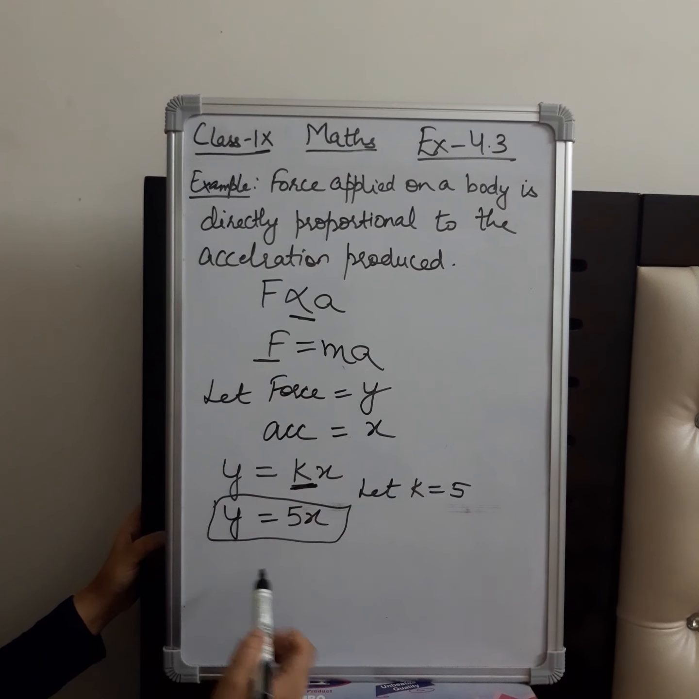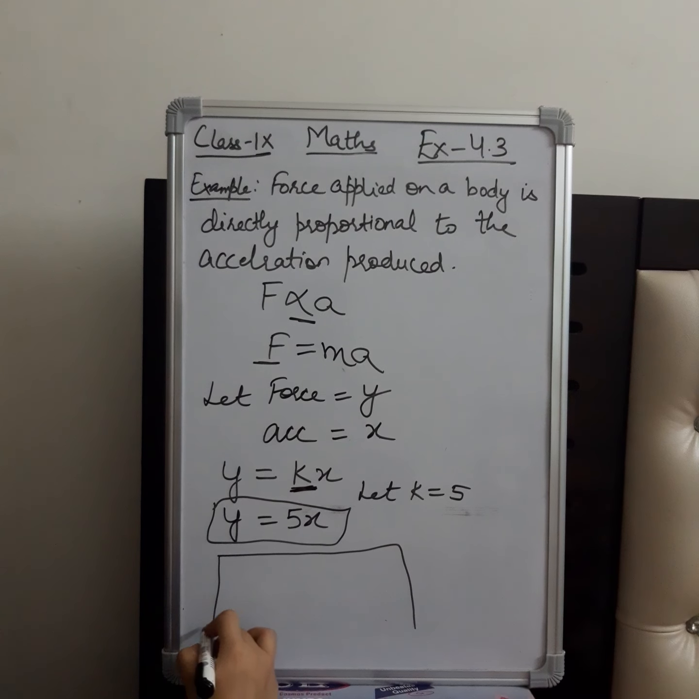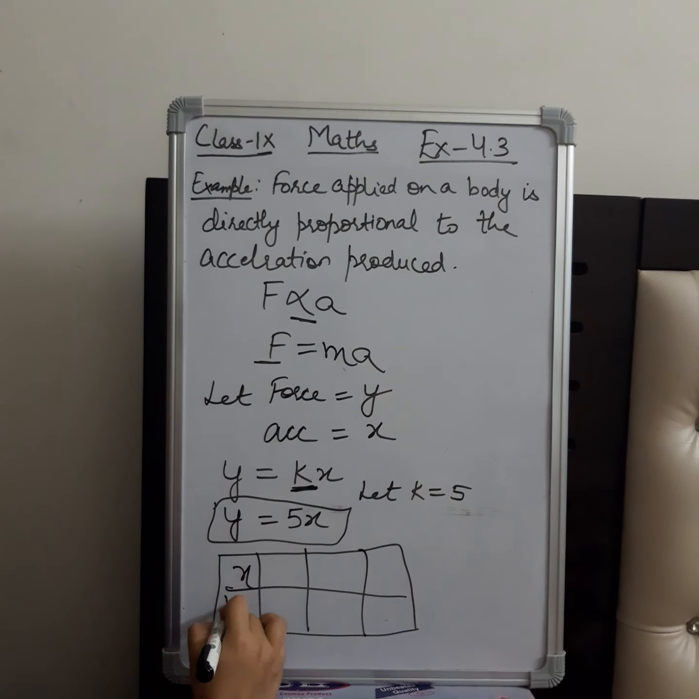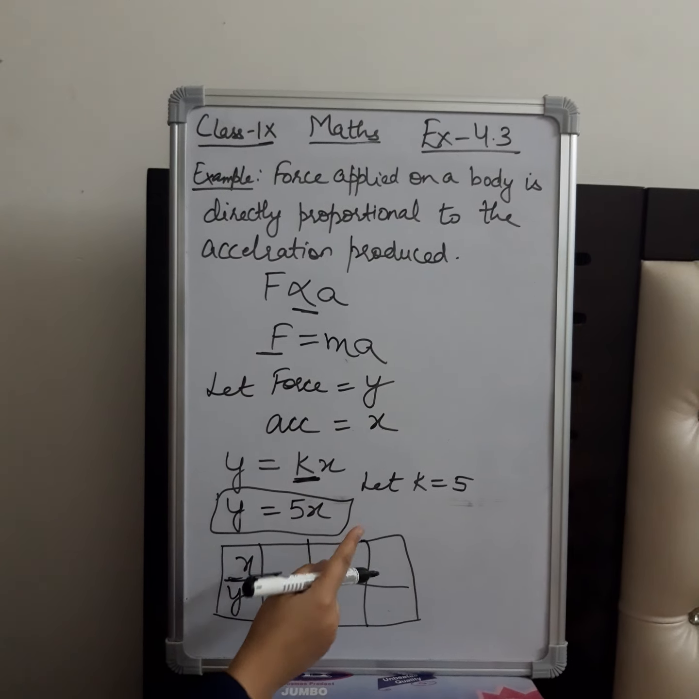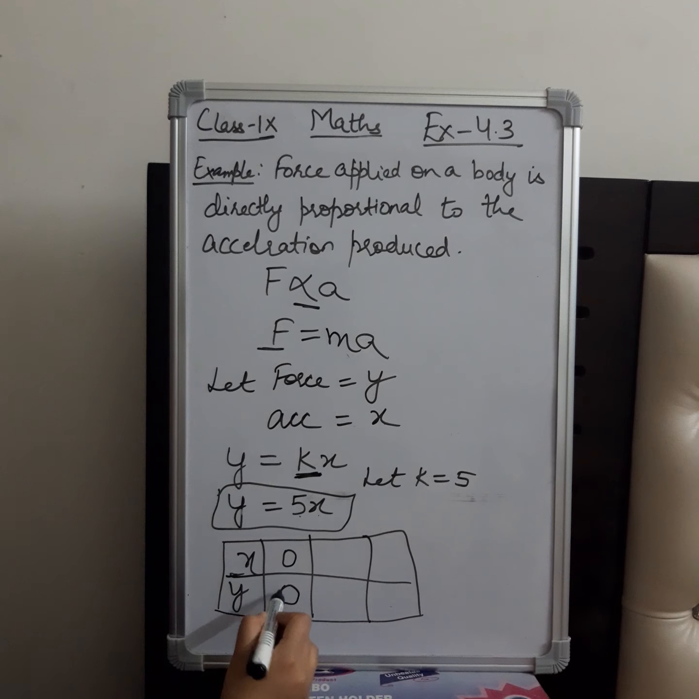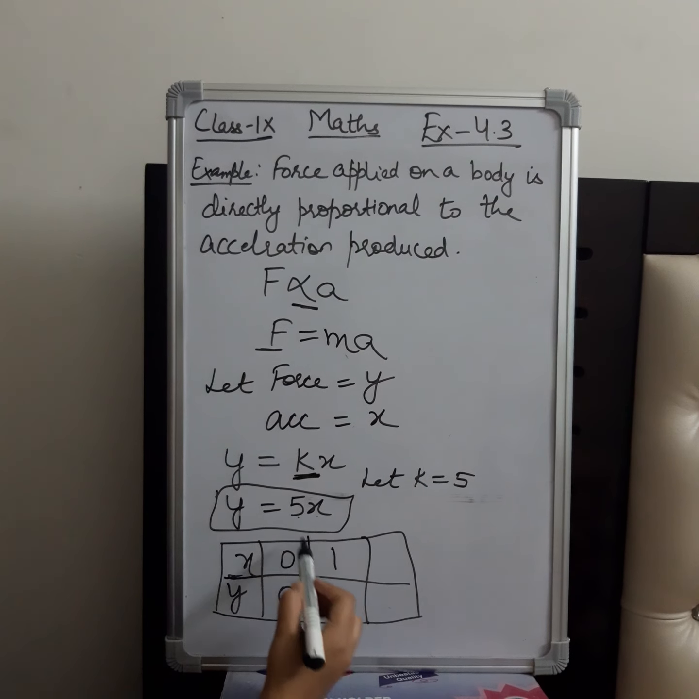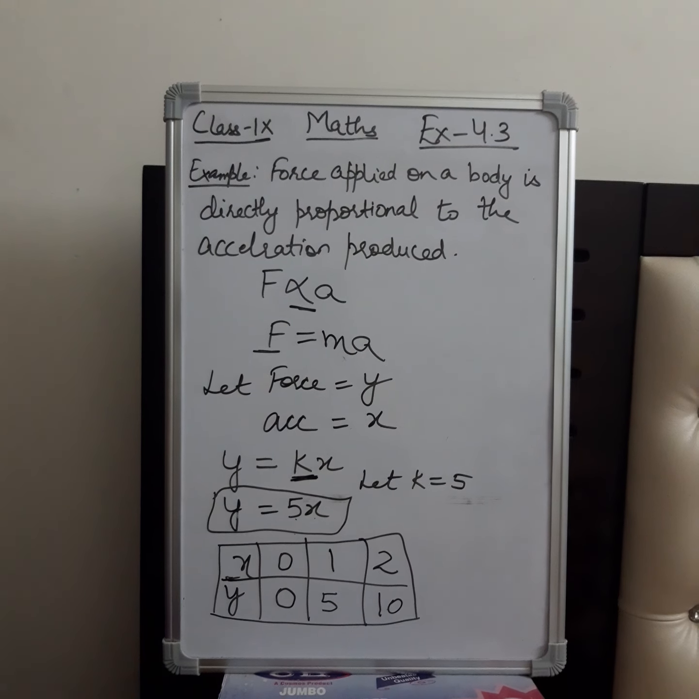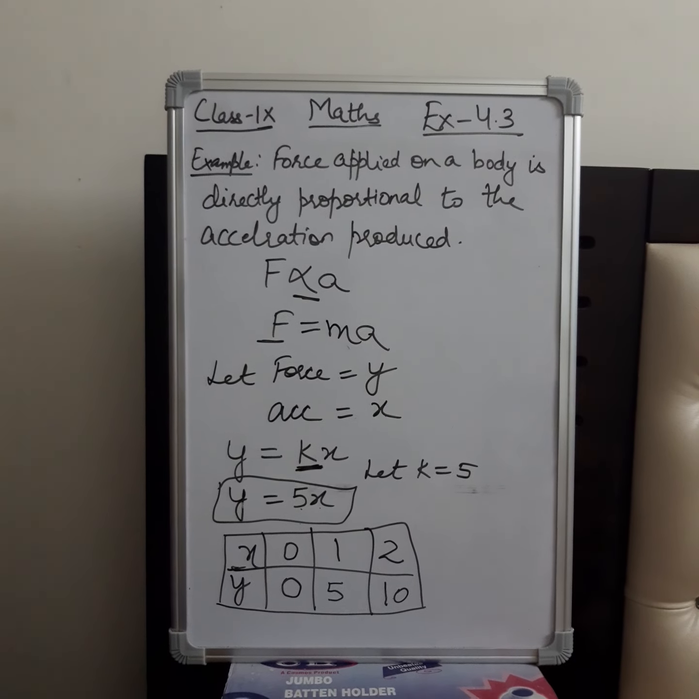For graph, as I told you, we will be needing minimum 3 solutions. Now here it is already converted in the form y in terms of x. So if I take x as 0, 5 into 0, y will also be 0. x as 1, 5 multiply 1, 5. x as 2, 5 multiply 2, 10. Is it clear? So you can plot the graph as I have discussed in the previous question.